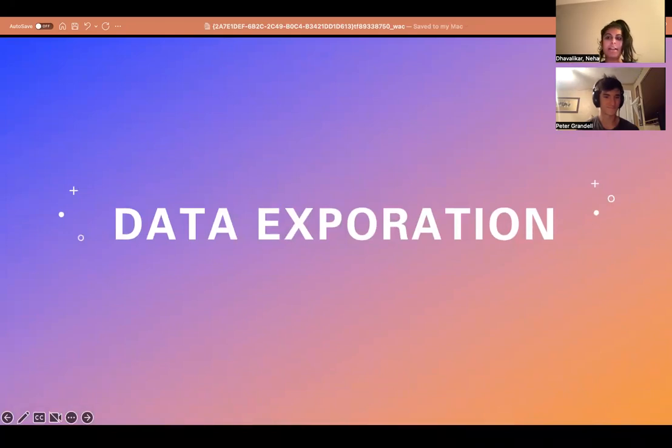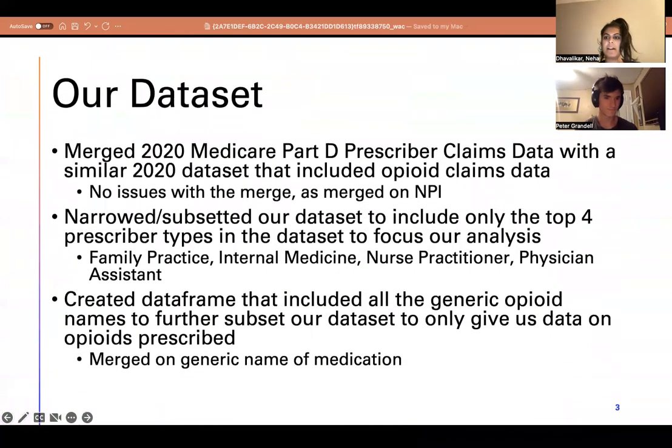So, going into our data exploration, in terms of our data set, we merged 2020 Medicare Part D prescriber claims data with a similar 2020 data set that included opioid claims data, and we merged them both based on NPI. We then narrowed and subsetted our data set to include only the top 4 prescriber types, which were family practice, internal medicine, nurse practitioner, and physician assistant. We did this so that we could focus our analysis on the most frequent prescribers.